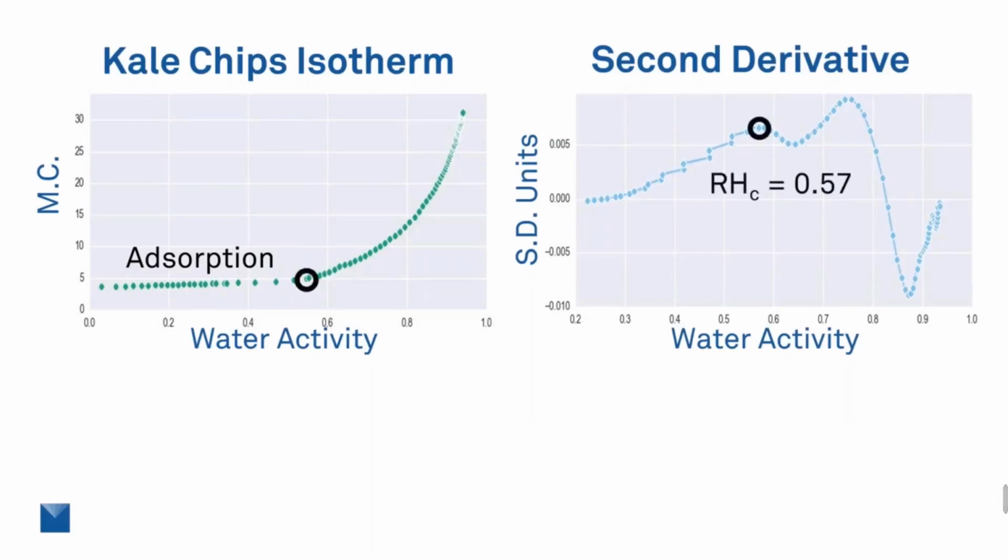When we look at the second derivative on the right, that first little peak is going to be our RHC. And you can see when you look back to the isotherm on the left that it correlates very well. When you visually see it, you're like, oh yes, that's where the RHC happens. But it's best to do the second derivative to let you know. Sometimes they're not always obvious, so having this mathematical way to actually calculate that is very, very helpful.